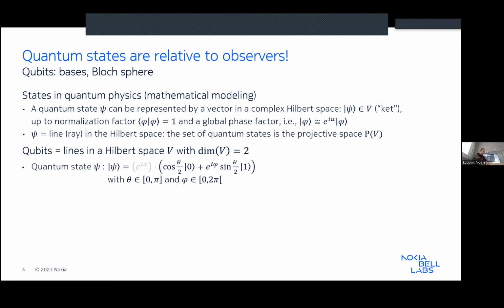A quantum state psi can then be written in a basis. We use the notation 0 and 1 for the kets, for a given basis in the Hilbert space, and any vector can be decomposed in this basis up to a global phase factor. So we can choose the global phase factor such that the first component is a positive real number, cosine of theta divided by 2. And because we want psi normalized to 1, the other one has the sine of theta divided by 2.